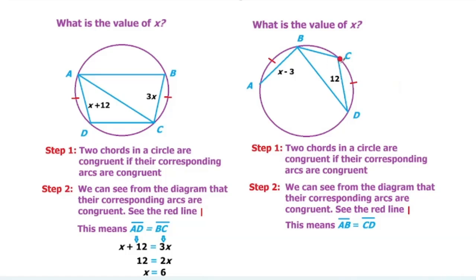And we know chord CD is 12 and chord AB is x minus 3. That's their length. So let's just plug that in. x minus 3 equals 12. And now we just solve for x. So x equals 15. And that's all there is to it. It's not very complicated. If you don't get that right away, you could just rewatch the video.